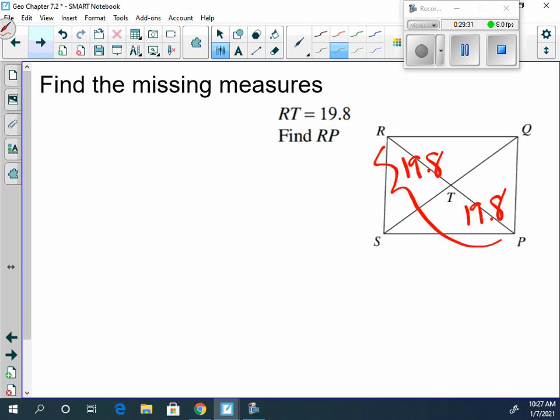So I can set it up this way, and we can do what? 19.8 plus, or I can say 2 times 19.8, because each one of these individual lines, the whole line is twice one of these lines. We cut it in half, so we divide it by 2, or we can double one of them to get the whole. 39.6.